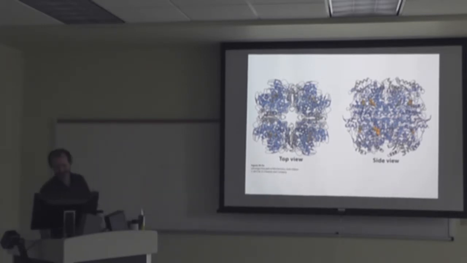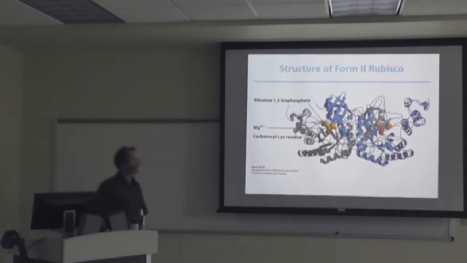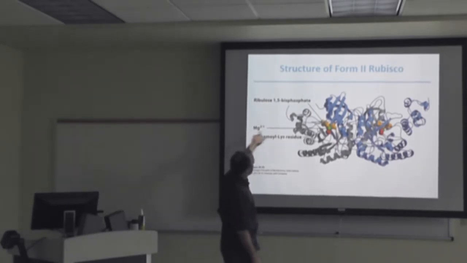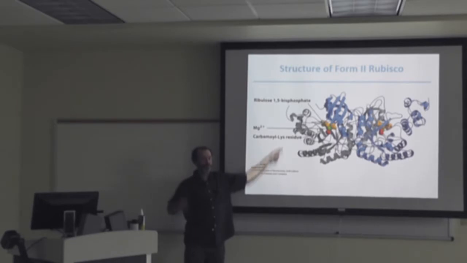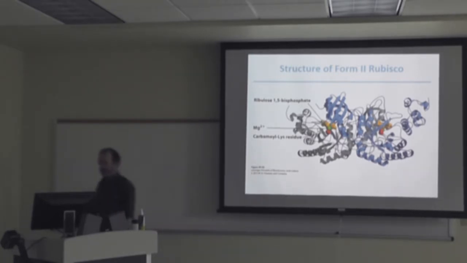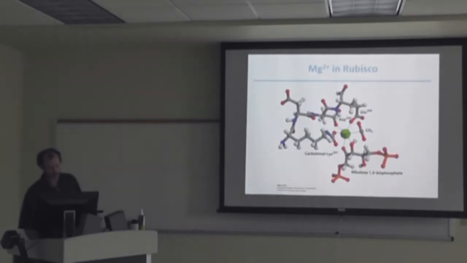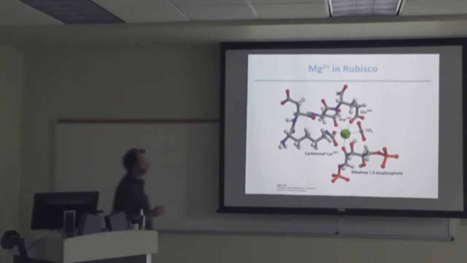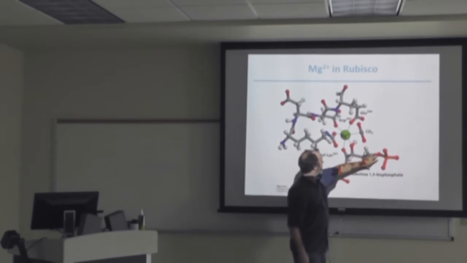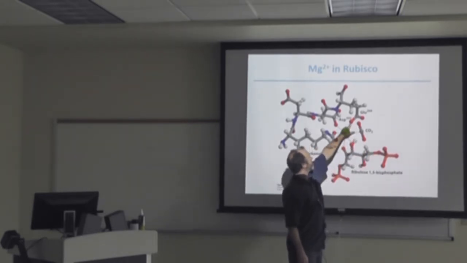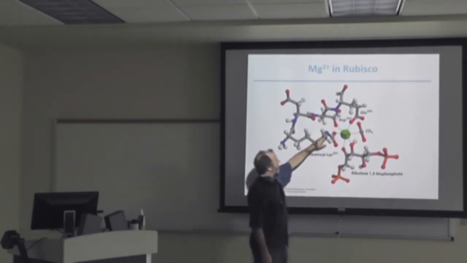But here at the active site, this is form 2, you can see there's magnesium. And then there's a modified lysine residue. It's carbamoyl lysine, so it has a carbamoyl modification. This shows you an up-close picture of that structure. You have the carbamoyl lysine. There's ribulose 1,5-bisphosphate, carbon dioxide, glutamic acid, and aspartic acid.